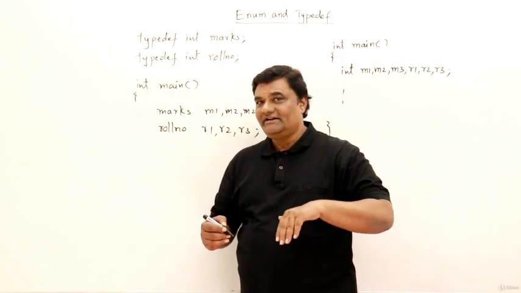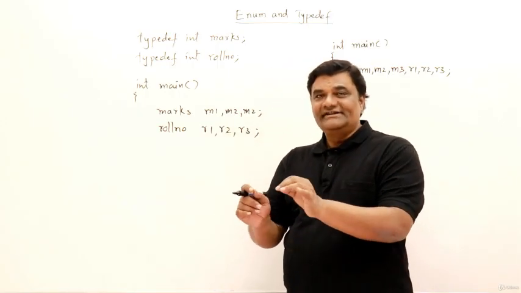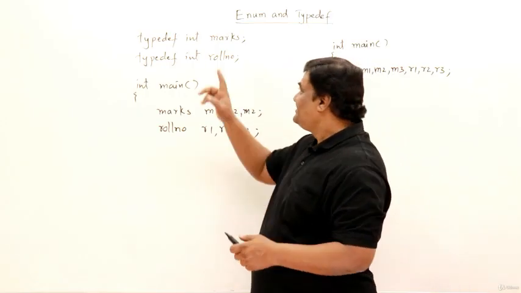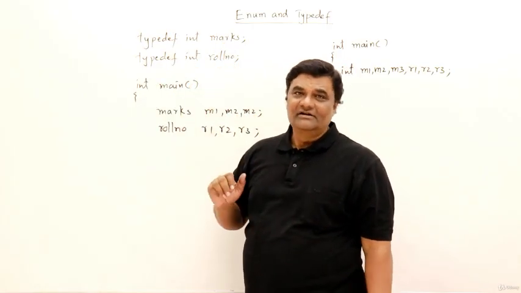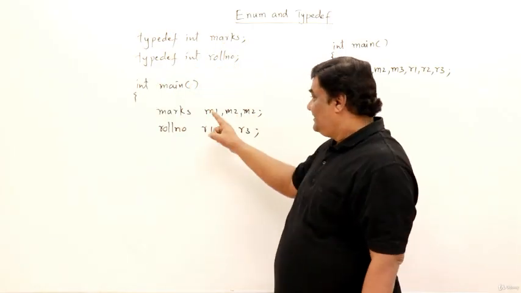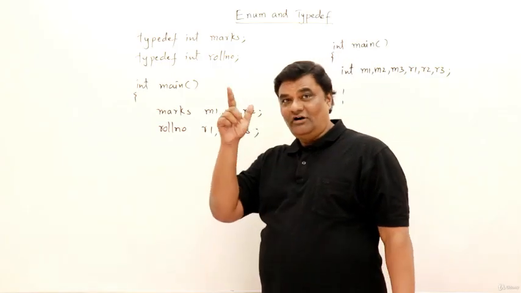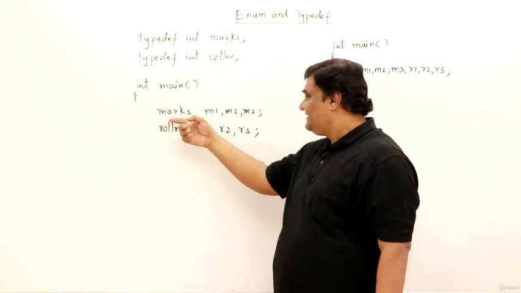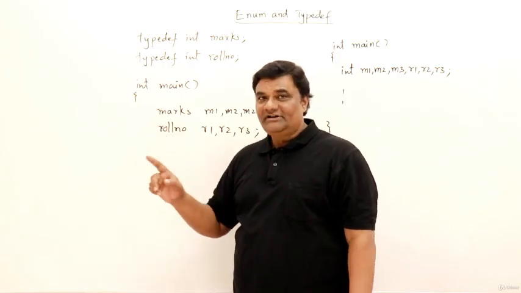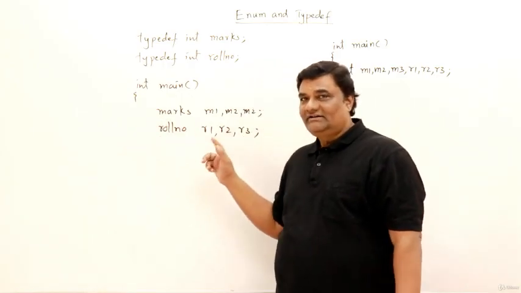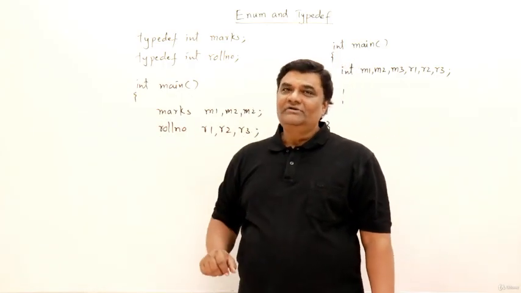Yes, we have our own data type now. It's nothing but a change of name of integer, right? So integer we are calling marks. Marks is integer, right? Roll number is an integer. So now, even if I use M1, M2, M3 and I forgot what this is, if I come to this declaration point, I can know that, okay, M1, M2, M3 are for marks, and R1, R2, R3 are for storing roll numbers.